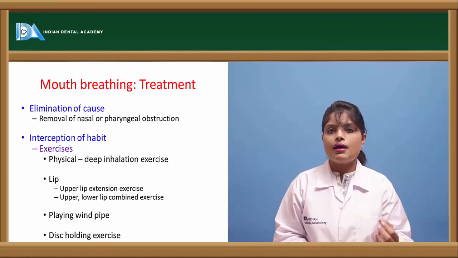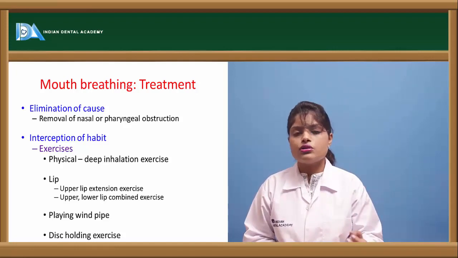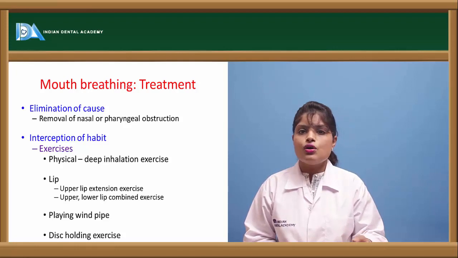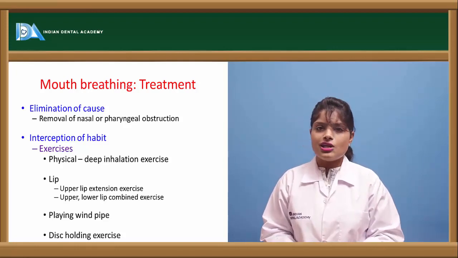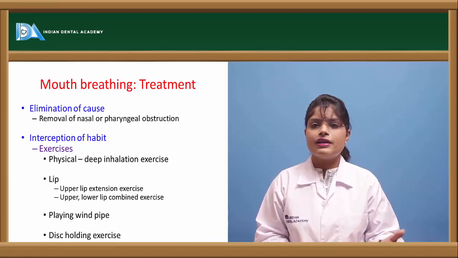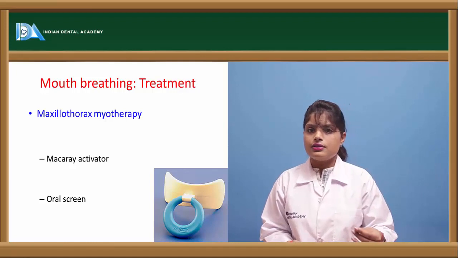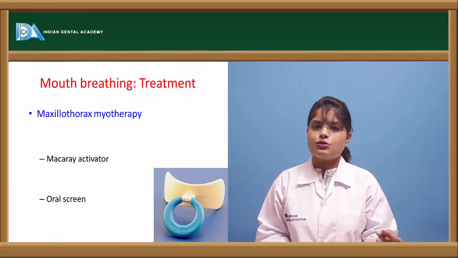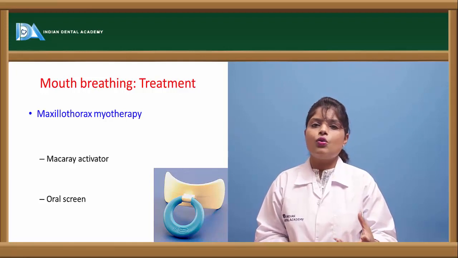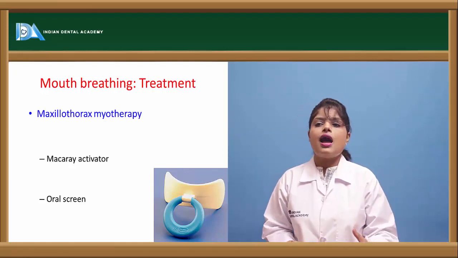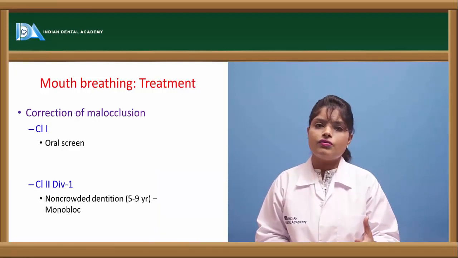If there is an underlying ENT etiology, then surgical correction of the nose, like a deviated septum or highly placed nails, etc., should be done. The child should also be asked to play the windpipe or hold a disc in between the mouth. Some other myotherapy exercises and other myofunctional appliances, like the oral shield or oral screen and the Mackey's activator, can be given to the child for the correction of the habit.